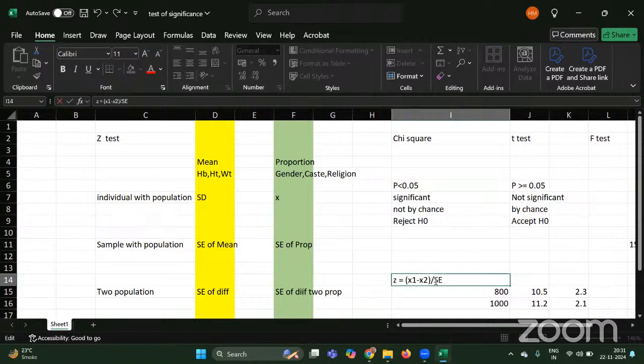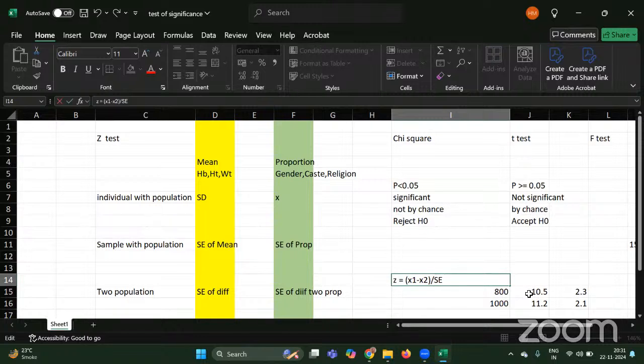And that standard error of the difference between two means, if you want to calculate, we calculate as the root of SD1 square upon N1 plus SD2 square upon N2. This is how we find it out. And if z is more than 2, we say that there is a significant difference between the two populations. If z is less than 2, we say it is not significant.